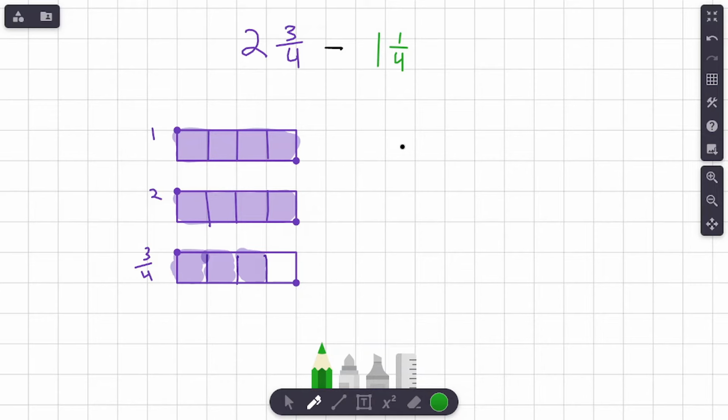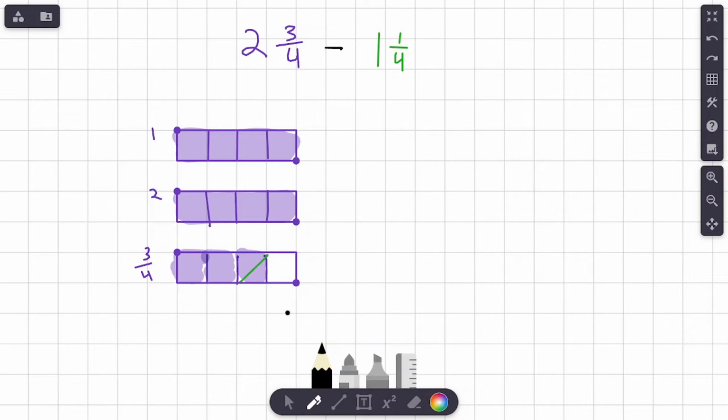First thing I want us to do is look at this fraction, 1/4. So what we're going to do is we're going to take away 1/4 from our model. How would we do that? How would we show that we are subtracting 1/4? What could we do? Well, I'm going to show you. I'm going to draw an X.